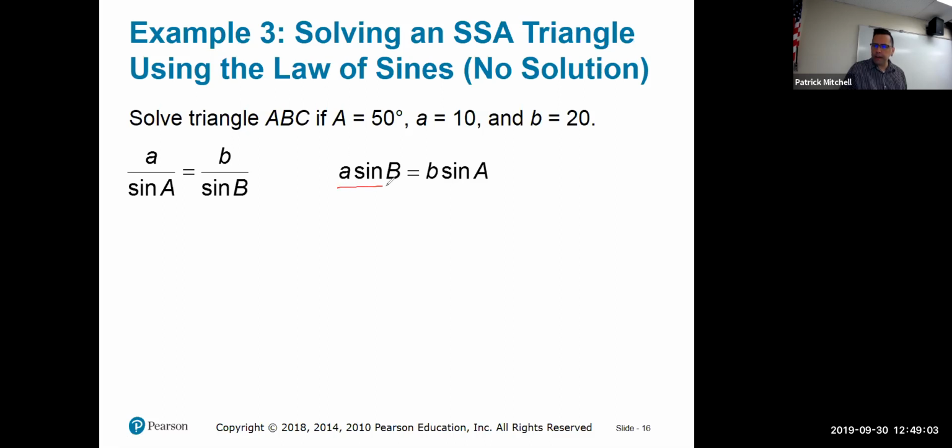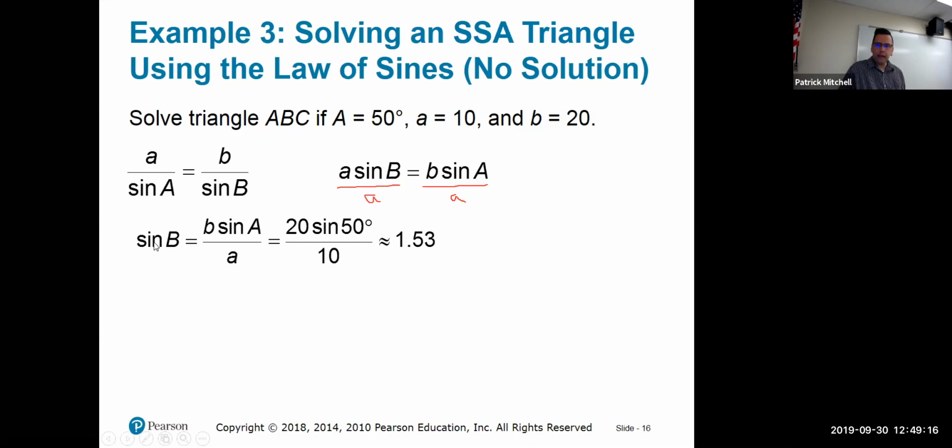So we're going to divide this equation, both sides, by little a. That's going to give me sine B is equal to B sine A divided by A. And when you plug in the numbers, it turns out that sine B is about 1.53.